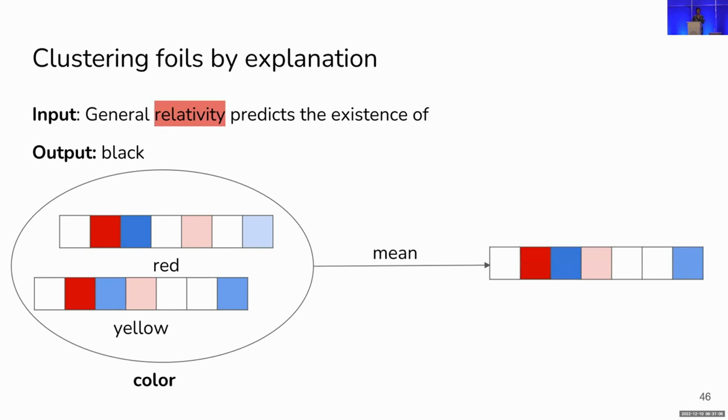And finally, by looking at the mean of the explanation vectors for a given cluster, we can also see which input words exactly are important to make this kind of distinction. So in this example, the word relativity makes the word black more likely than any other color.